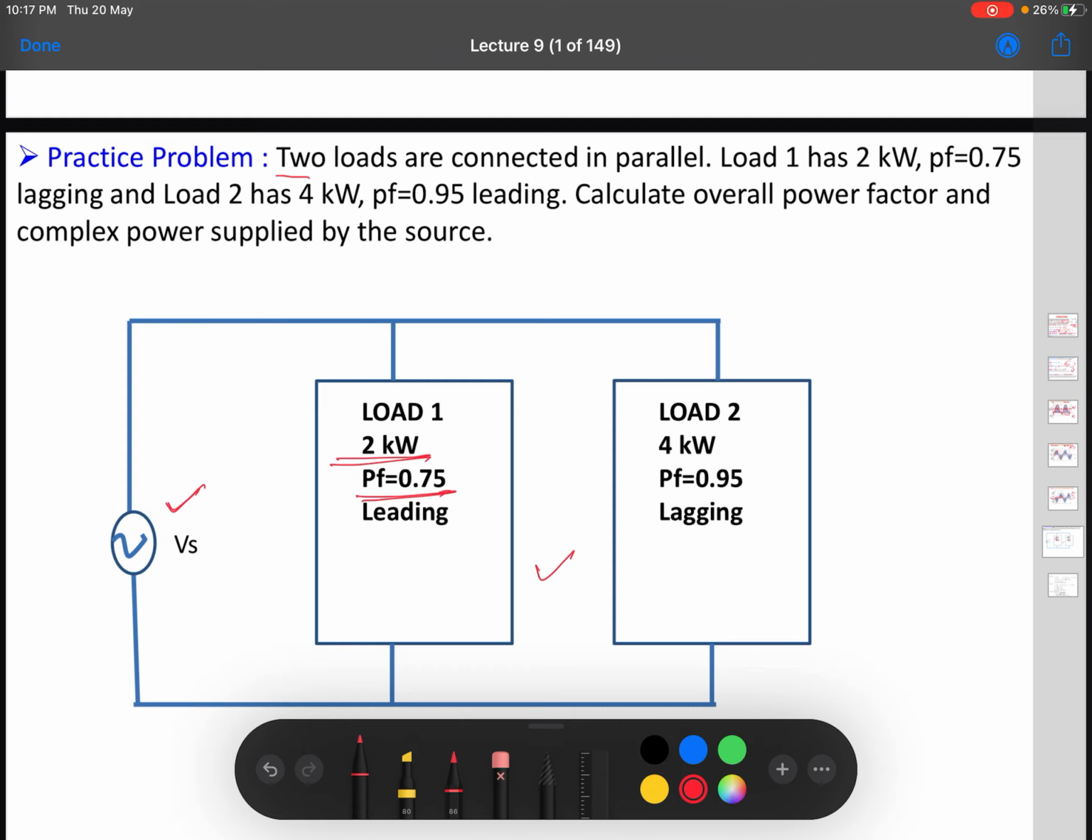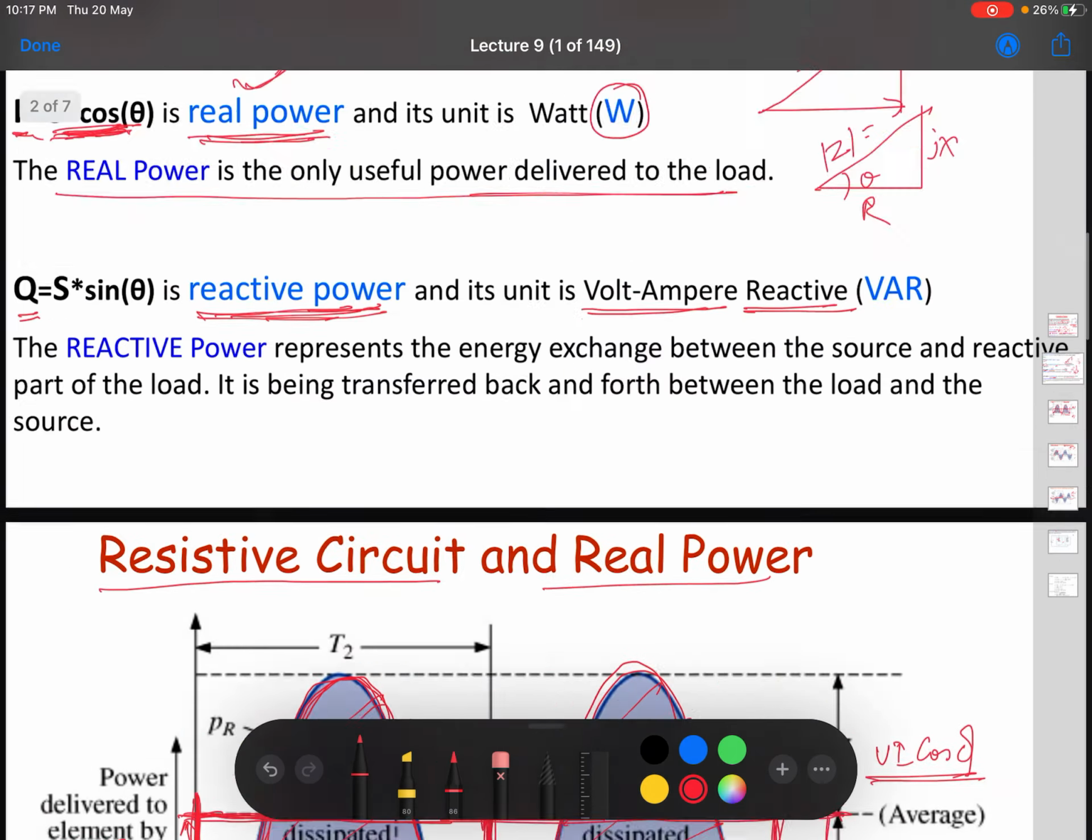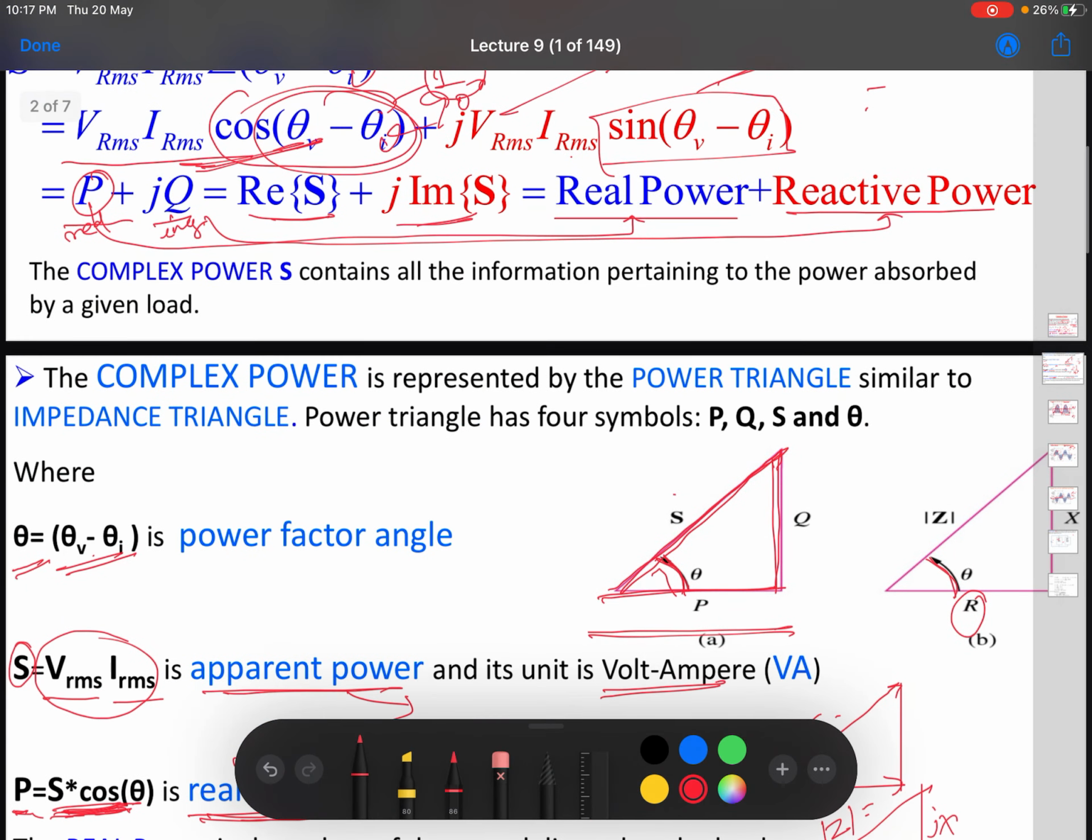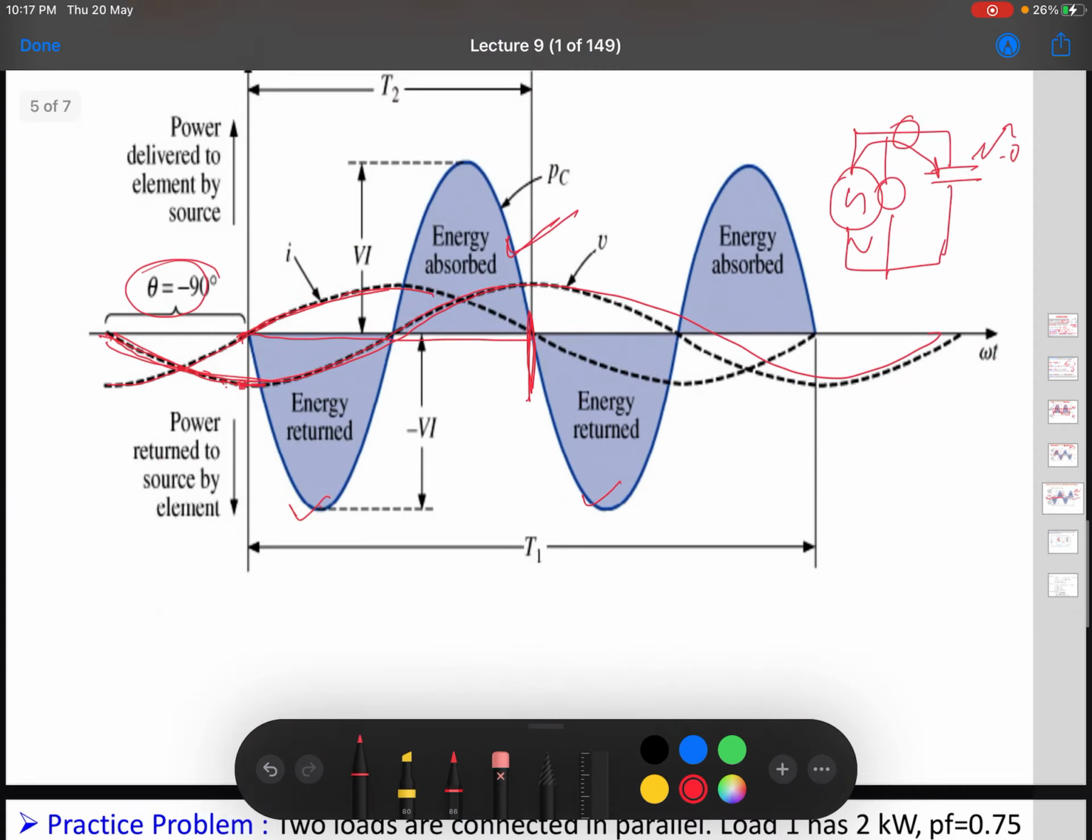So power factor is basically the angle between current and voltage, V and I. So if you see, this is the power factor angle between current and the voltage, and power factor is basically cos theta, that is cos of theta V minus theta I.